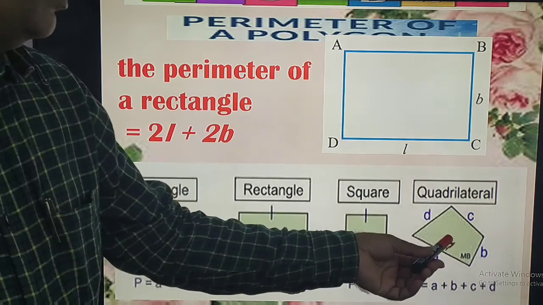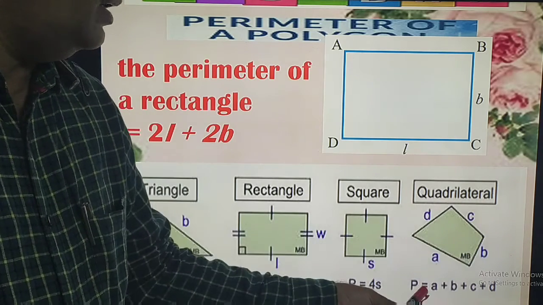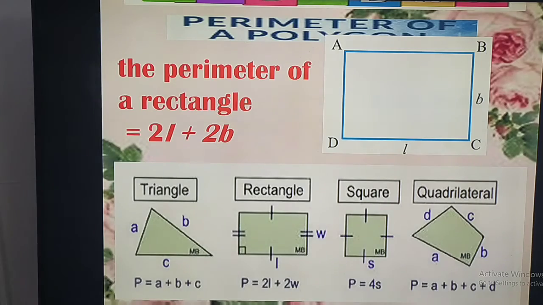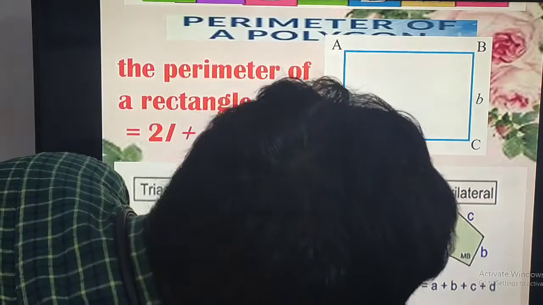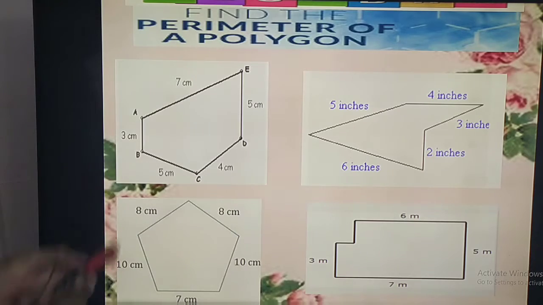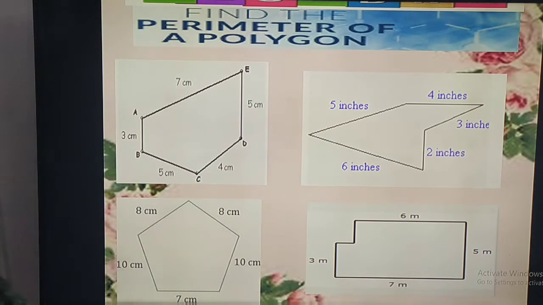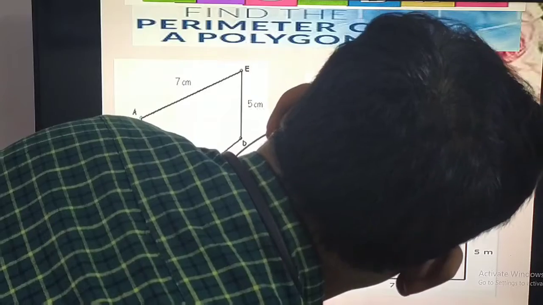Now the perimeter of any quadrilateral having sides A, B, C, D units is A plus B plus C plus D. So this is how to deal with the shapes. Now you can find the perimeter of this shape. We have already seen that the sum of all these lengths is the perimeter of this figure.